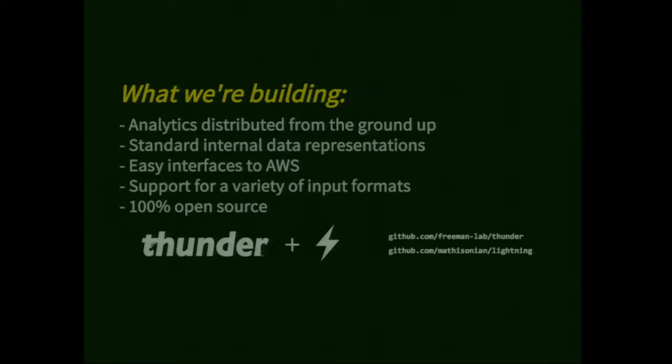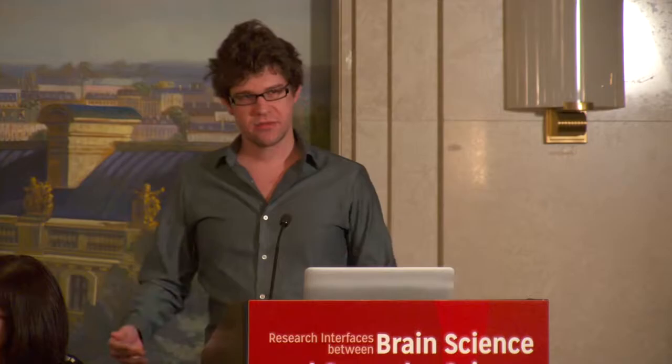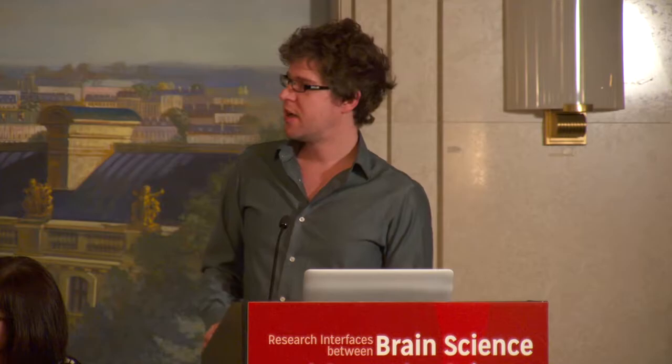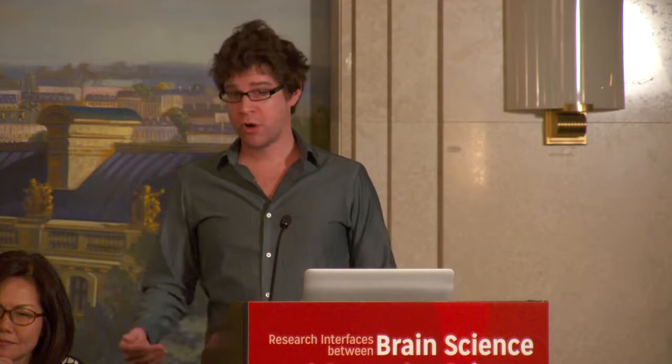I'm not going to go into any of the details, but the basic idea behind what we're building, a library called Thunder, is to use state-of-the-art technologies for distributed computing, in particular a platform that we've been using called Spark, and from the ground up design our analytics to be distributed, designed to be runnable on cloud-based computing architectures. For example, Amazon Web Services provides support for a variety of raw data formats, but we also try to develop standard internal representations of data.